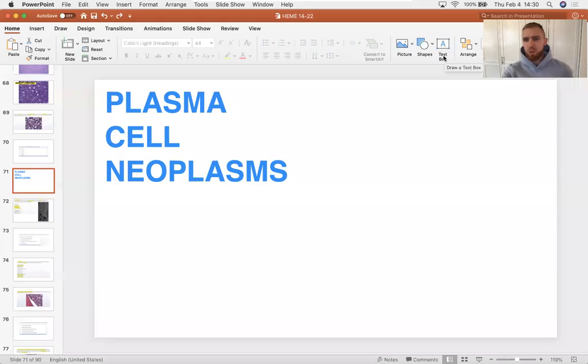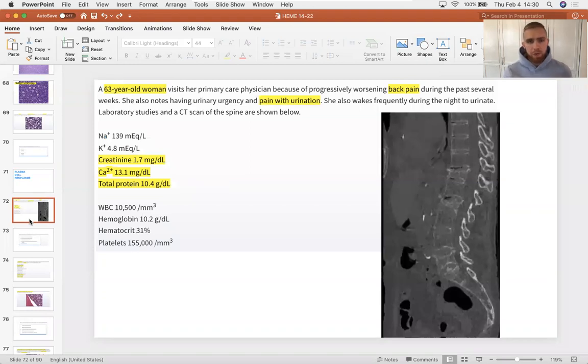Hello, let's talk about plasma cell neoplasms. A 63-year-old woman is visiting primary care because of back pain during the past several weeks. She's also having urinary urgency and pain with urination. She wakes up frequently to urinate.